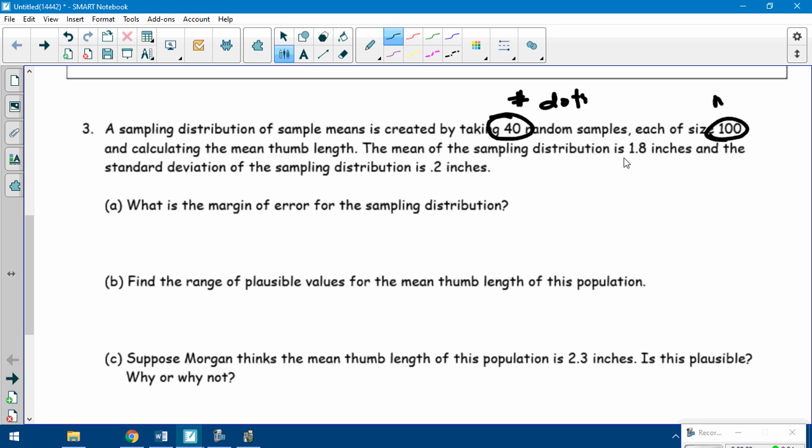The mean of the distribution is 1.8 inches, so that's the mean of all the dots. And the standard deviation of the sampling distribution is 0.2 inches. Standard deviation of all the dots. So if I want the margin of error, that's just plus or minus 2 standard deviations of all the dots. And that's exactly what they gave me right here. So this should be pretty easy to calculate. Range of plausible values, that's the mean plus or minus the margin of error. And then tell me if that's within it or without it.